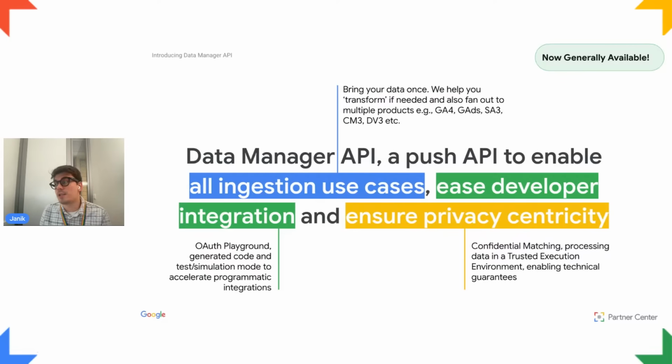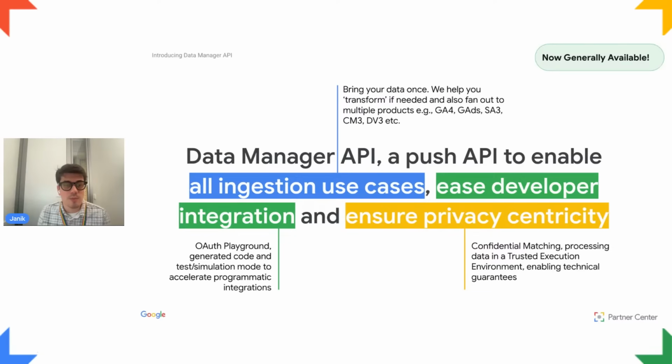So at the end of last year, we released the Data Manager API, which is a push API to enable all ingestion use cases. This is to ease developer integration and ensure privacy centricity. That's our vision for the Data Manager API. What does that mean actually? All ingestion use cases means we want to have a single API for all of our products. That means Google Analytics, Google Ads, SA360, CM360, DV360, and so on.